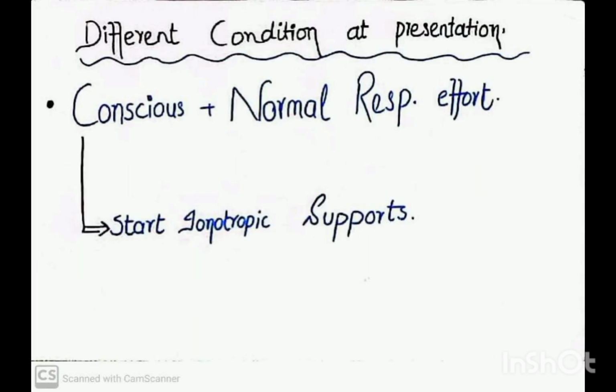Now, a condition in which the patient is conscious and he has normal respiratory effort. We would only start with inotropic supports. There are three different types of inotropic supports, and you will start them accordingly to correct the BP and pulse of the patient.